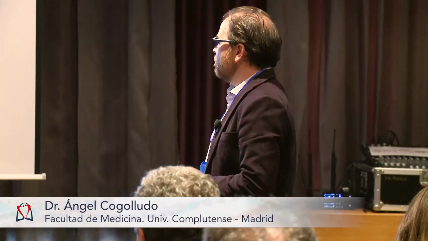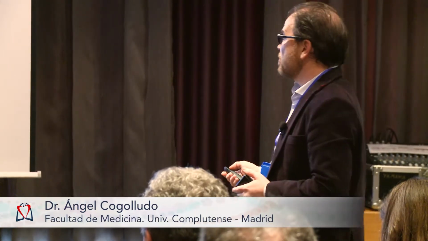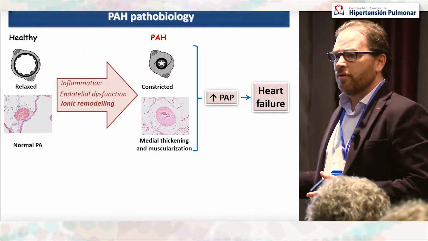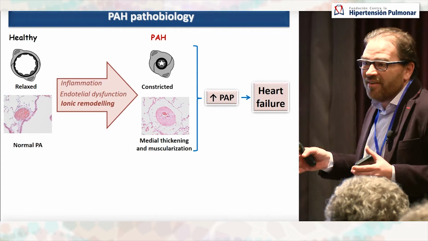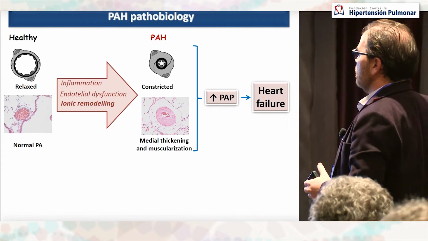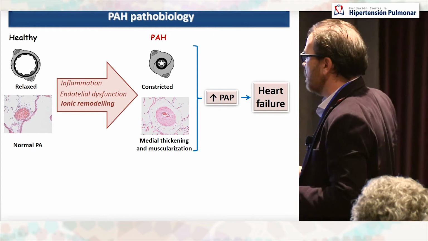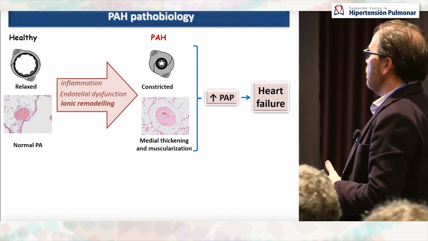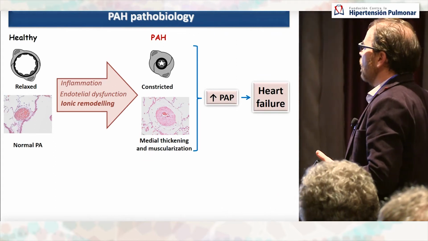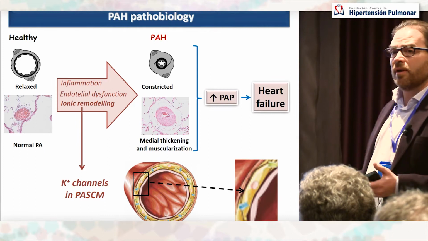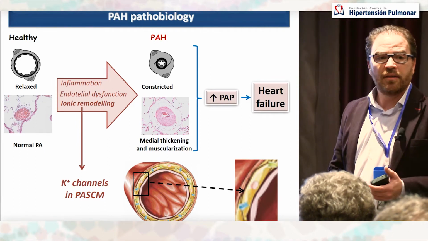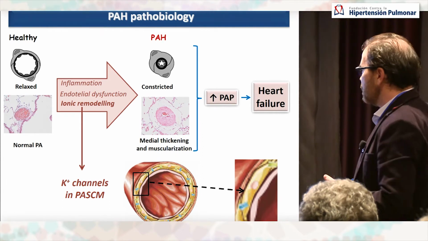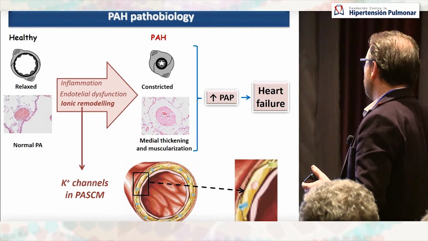I'm going to talk to you about the physiological and pathological role of potassium channels in pulmonary arterial hypertension. During the first slides, I'm going to talk about their physiological role. There are a number of processes involved in the development of pulmonary arterial hypertension, including the metabolic shift, inflammation, endothelial dysfunction, and also ionic remodeling. And this ionic remodeling means essentially an impairment in the potassium channel activity, which happens essentially in those myocytes present in the pulmonary arterial vessels.